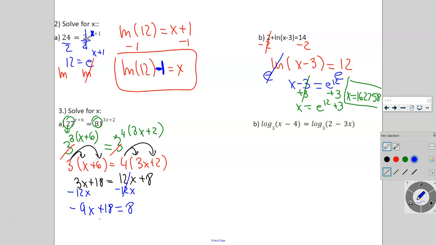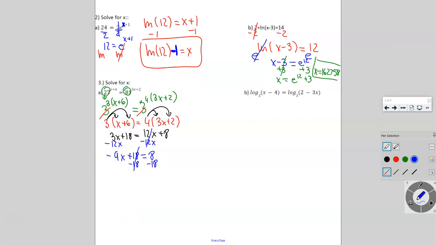And now I'm going to move 18, subtract it from the left to the right. I'm going to get negative 9x equals negative 10. I'm going to divide both sides by negative 9 to solve for x. Okay, so x equals 10 over 9. Because remember, we have two negatives here, which are going to cancel each other out. Okay, so 10 over 9 is your final answer.